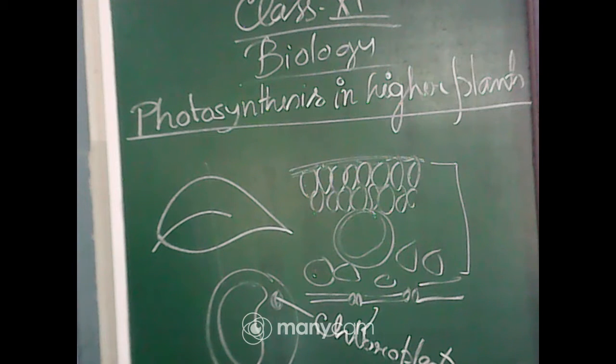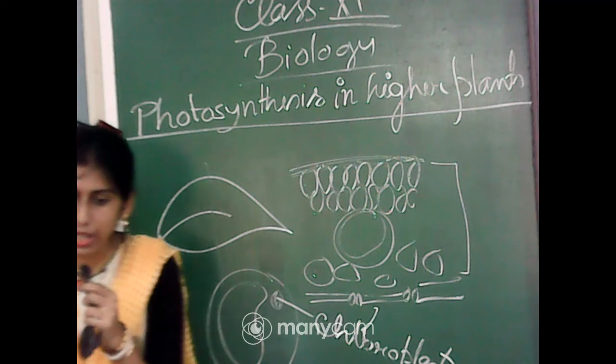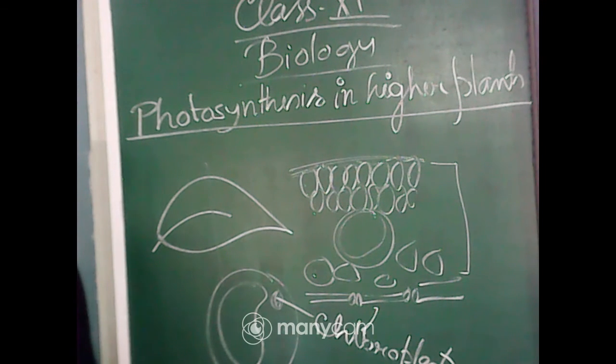Now usually what is the position of the chloroplast? Chloroplasts align themselves along the walls of the mesophyll cell. Why? Because so that they can get a maximum amount of incident light. Okay, so that they can get maximum amount of incident light.